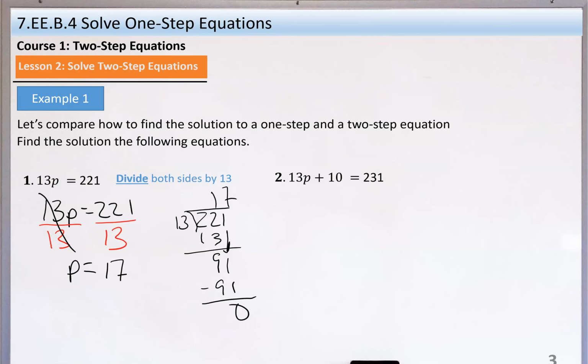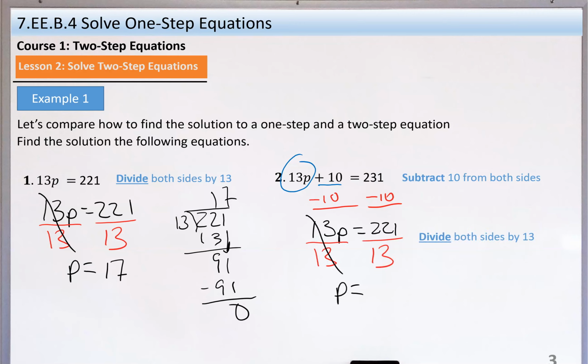So now we have two steps. Again, I'm not going to divide first, or I'm not going to get rid of the coefficient on my variable first. I'm going to take care of this constant. So I have 13 times some number p plus 10 equals 231. I need to subtract 10 first from both sides. Now I have 13p equals 221. Again, I divide both sides by 13. And p is equal to 17. So we're just basically adding one more step, one more inverse operation to our calculation.